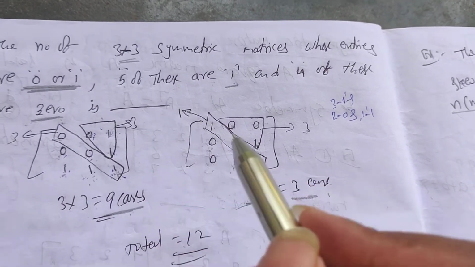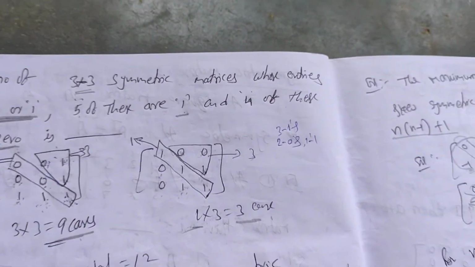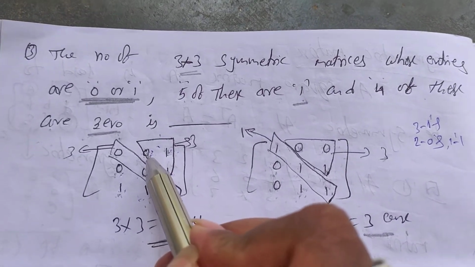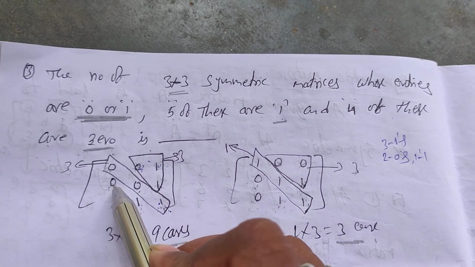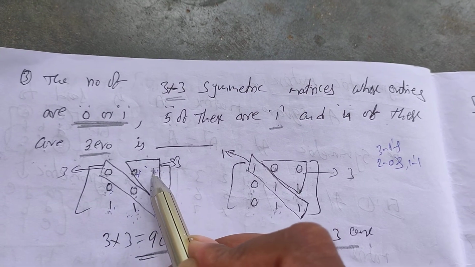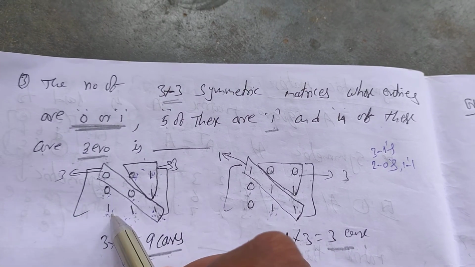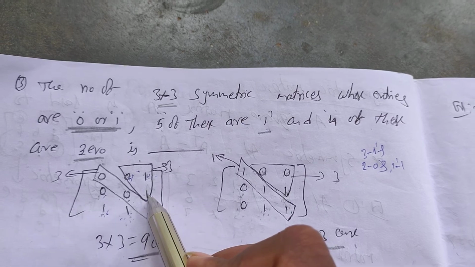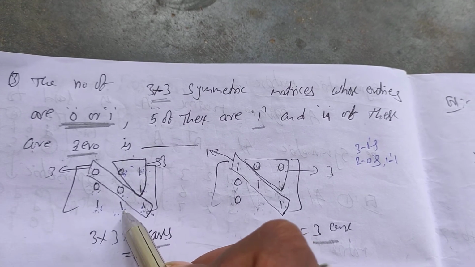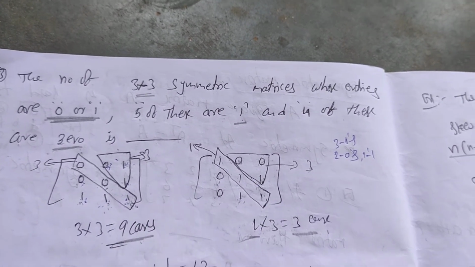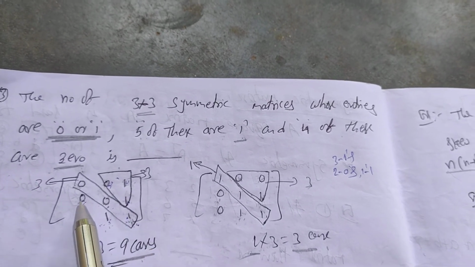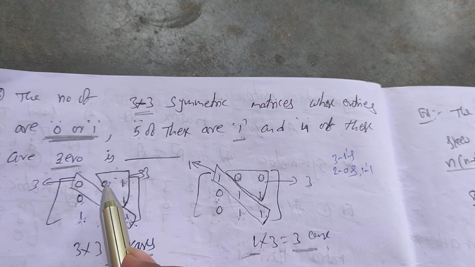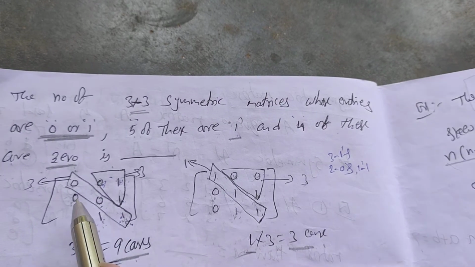Just understand, whatever number we are going to fill in this place, with the same number we have to fill this place. Whatever number we fill in this place, the same number we fill in this place. Whatever number we fill in this place, the same number we fill in this place. That means we have to fill only 3 different numbers. So don't consider this; automatically whichever number you fill, the same number goes in this place.